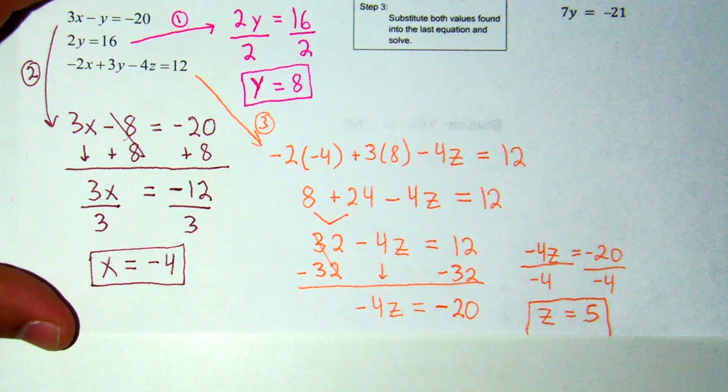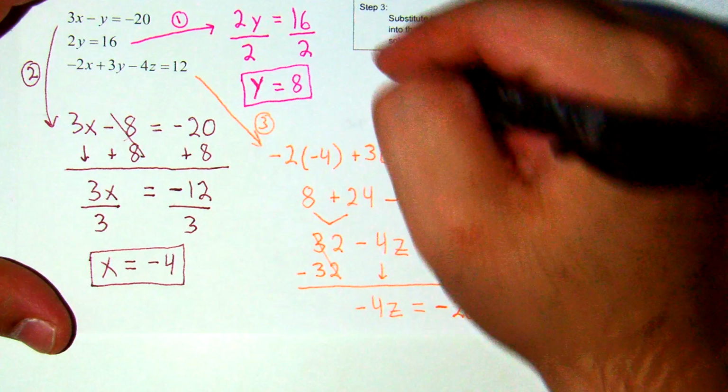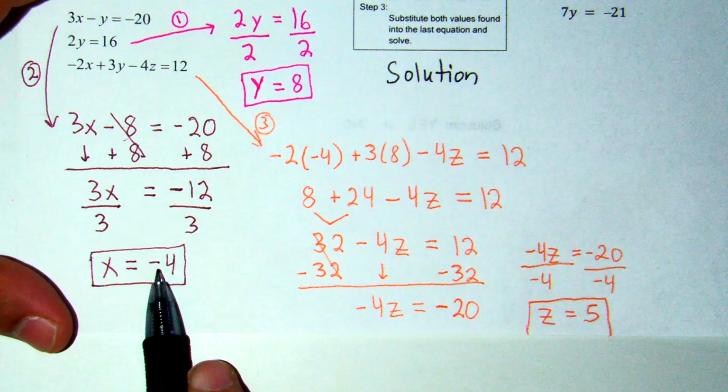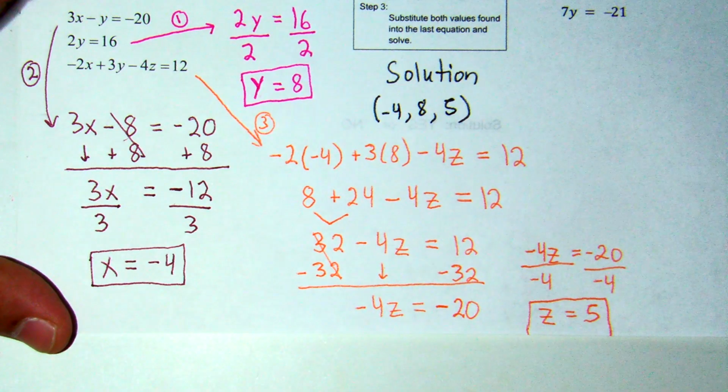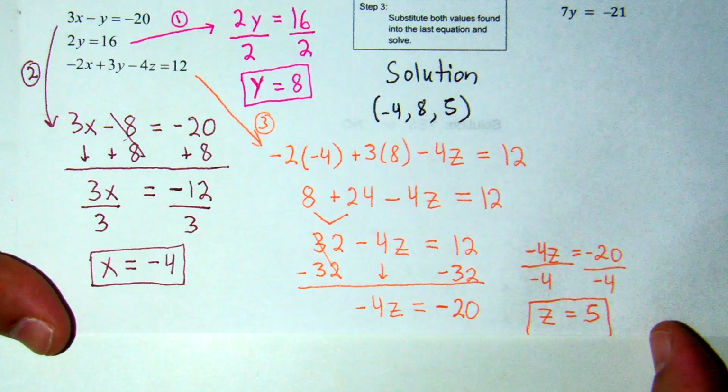What we have in the end of this is our solution. And our solution can be written the way that we've written it individually, or we can write it collectively as an ordered triple. So we have the x value of negative 4, the y value of 8, and the z value of 5. And that is our solution.